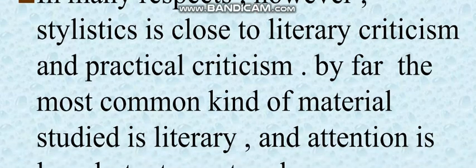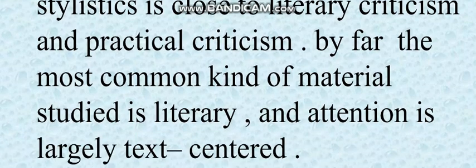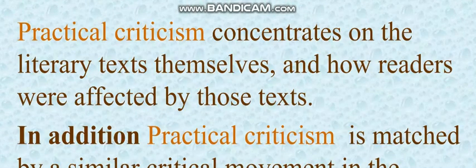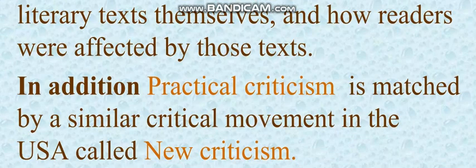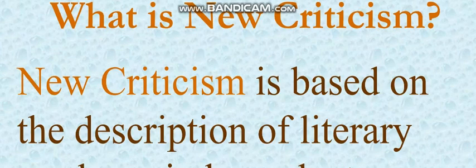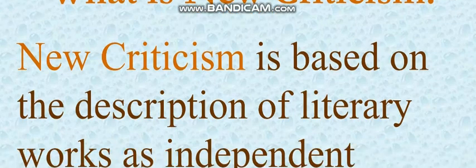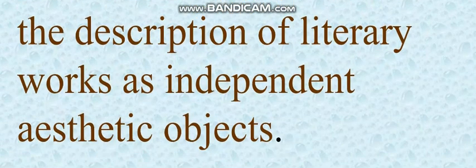By far, the most common kind of material studied is literary, and the attention is largely text centered. Practical criticism concentrates on the literary texts themselves and how readers were affected by those texts. In addition, practical criticism is matched by a similar critical movement in the USA called New Criticism. So let's see what New Criticism is. It is based on the description of a literary work as an independent aesthetic object.